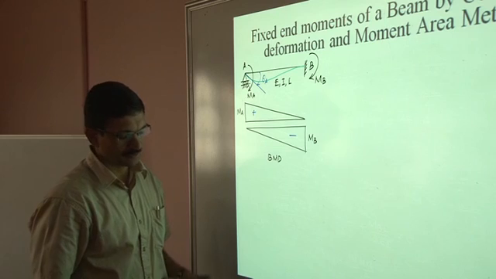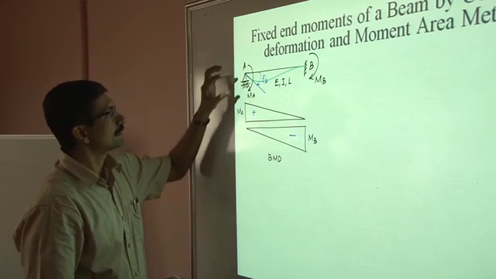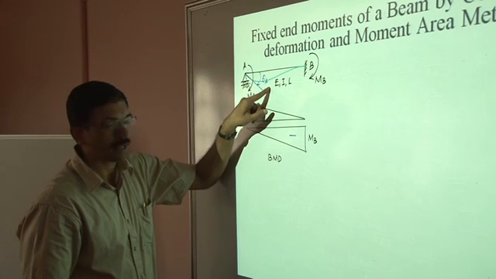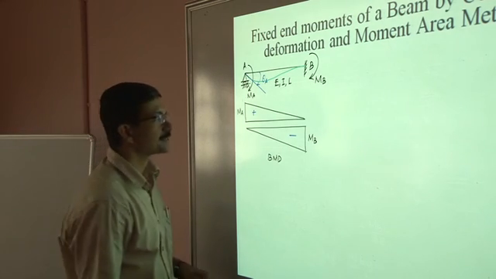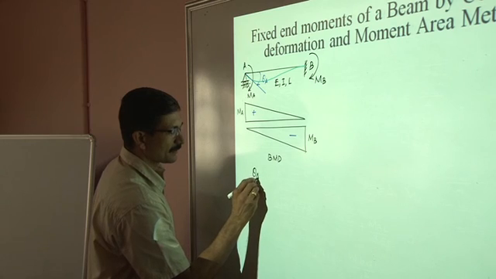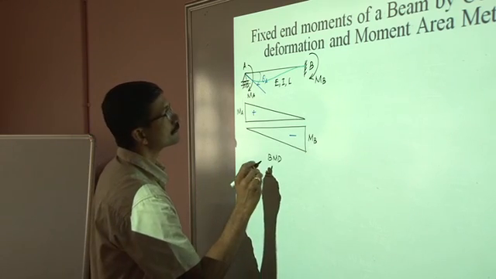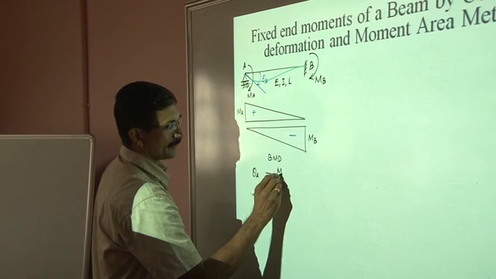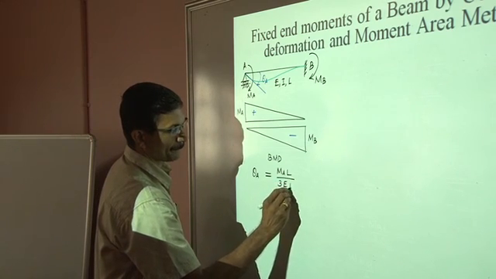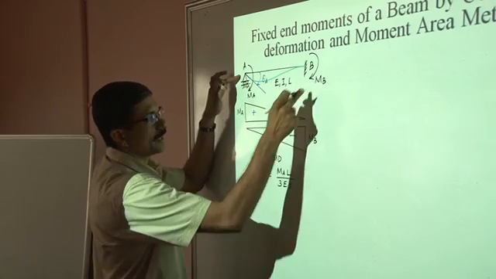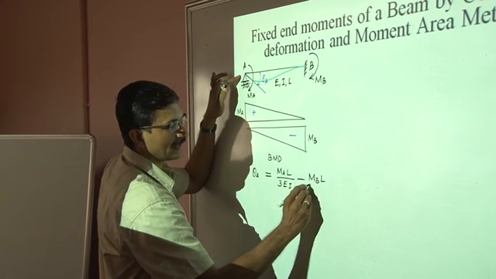Now if we exploit the compatibility conditions in the method of consistent deformation, that is, the slope at this end is equal to theta A and the deflection at this end is equal to 0, we can write the slope theta A at this end given by moment area theorem due to MA into L divided by 3EI, and slope at this end due to an induced moment MB at the other end minus MB into L divided by 6EI.